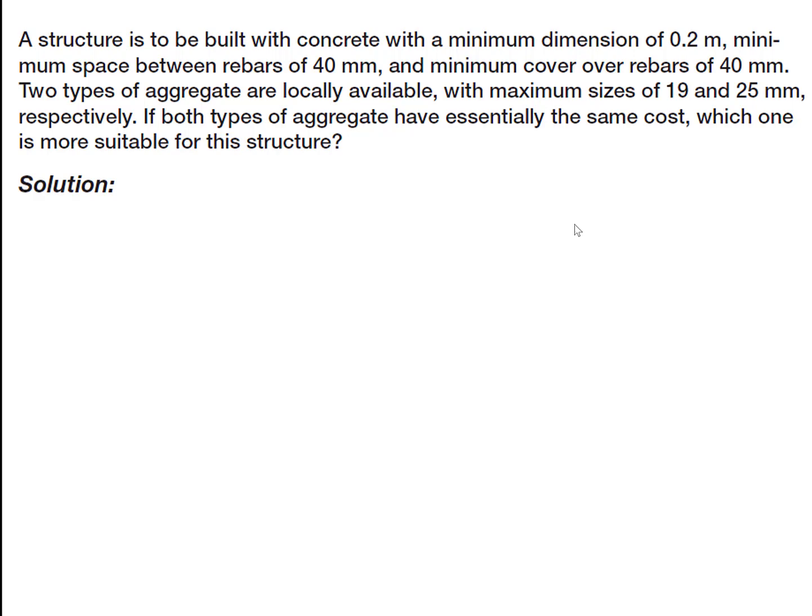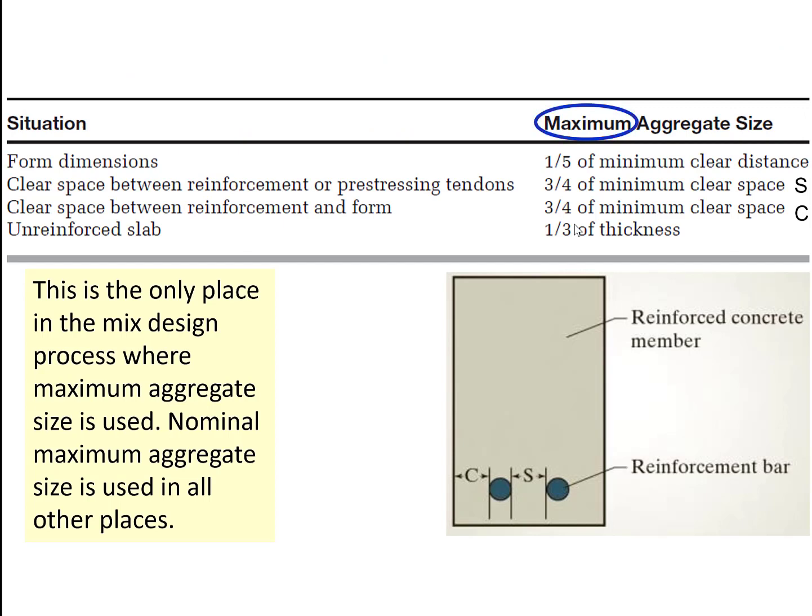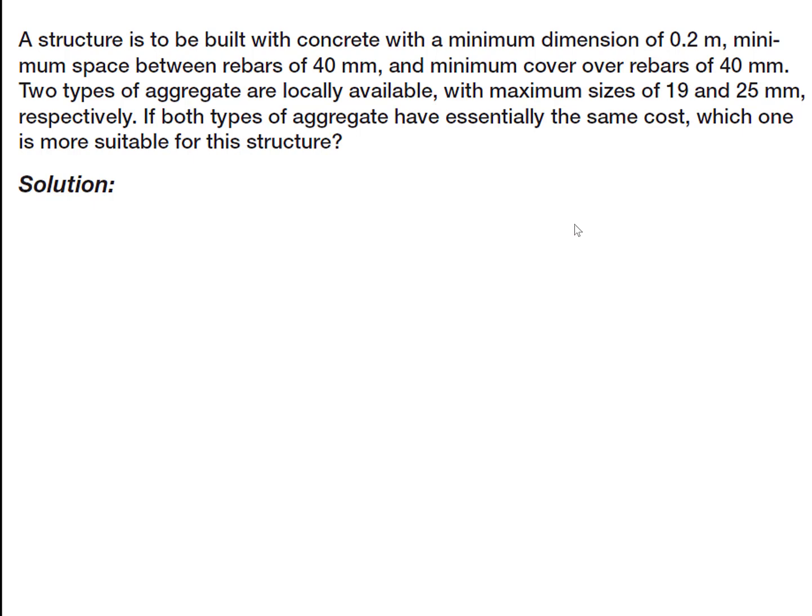First, as shown in this table, it should not be more than 1/5 of the minimum form dimension. The minimum dimension here is 0.2 meter, which is 200 millimeter. So 1/5 of 200 millimeter should be 40 millimeter. You can see both 19 and 25 are smaller than this 40 millimeter. So both of them satisfy this requirement, right?